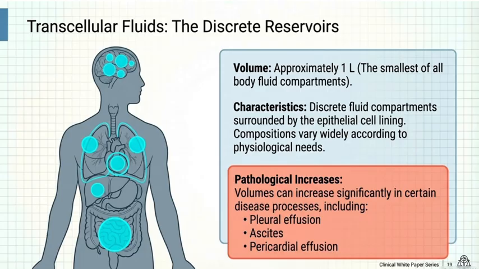Next comes the transcellular fluid. It is a small but clinically important compartment. About 1 liter of volume is present as transcellular fluid. These fluids are present in specialized spaces lined by epithelium, such as CSF, pleural fluid, peritoneal fluid, and synovial fluid. Their composition varies depending on the function of that space. In disease states, these compartments can expand significantly, for example, pleural effusion, ascites, and pericardial effusion.